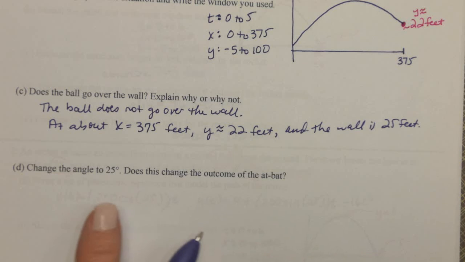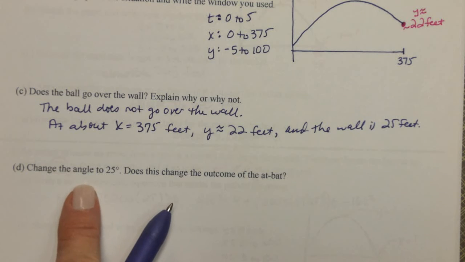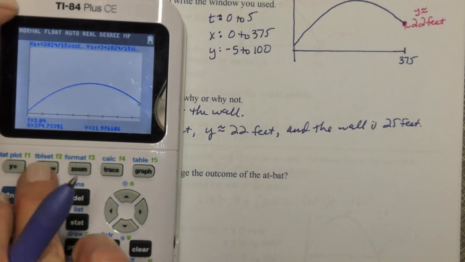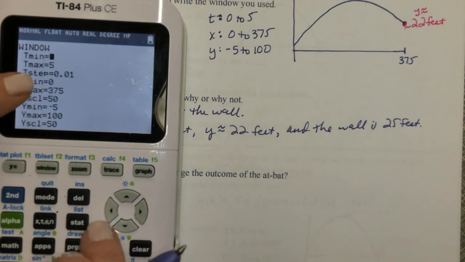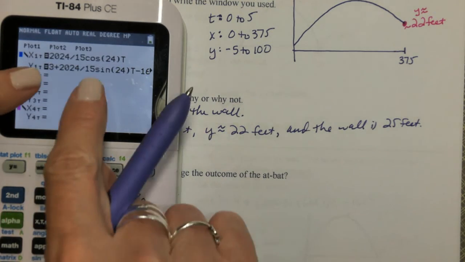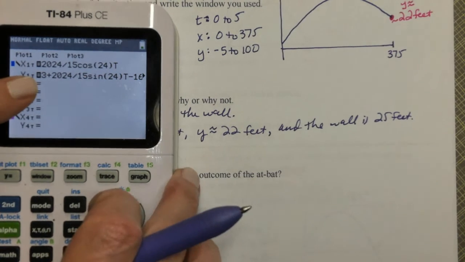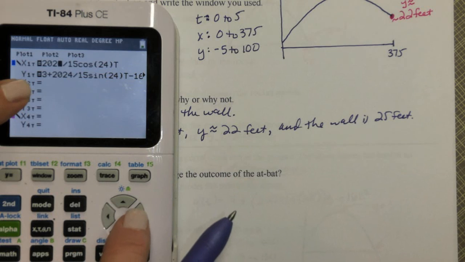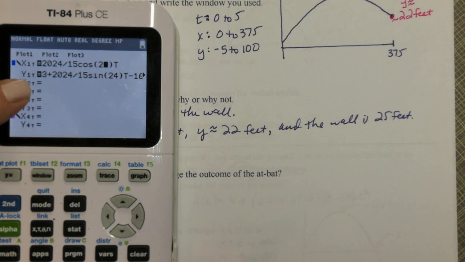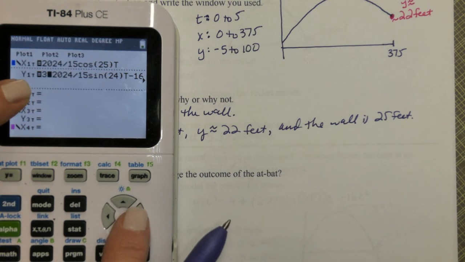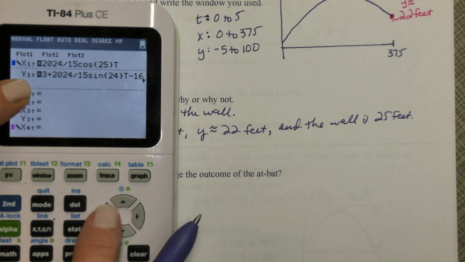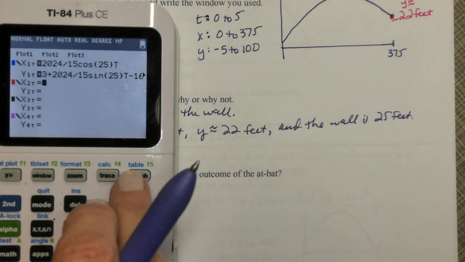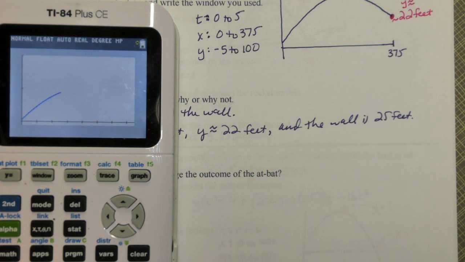Okay? Change the angle to 25 degrees. Does this change the outcome of the at-bat? Well, we can easily go in and change our equations, x of t and y of t. Just change it 1 degree more to 25 degrees for our initial angle. Let's see what effect that has.